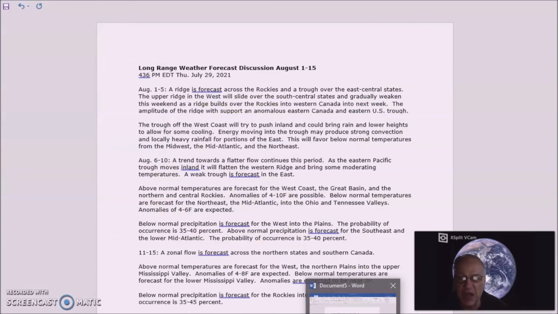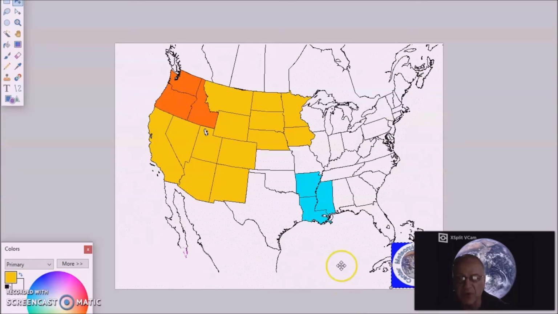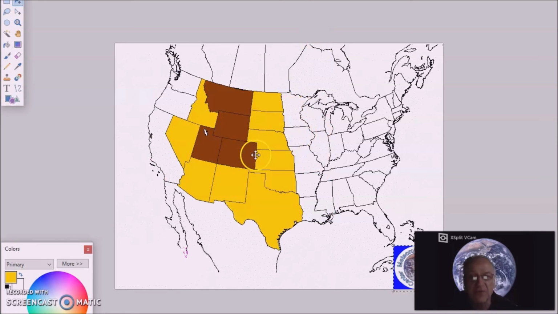So for this forecast period, I'm calling for above normal temperatures for this region here, and I'm calling for anomalies to be about 4 to 8 degrees above normal, and below normal temperatures are forecast for the lower Mississippi Valley, with anomalies near 2 degrees below normal. For precipitation, calling for below normal precipitation for the Rockies into the plains, and the probability of occurrence is 40%. That's the long range weather forecast discussion for August 1st to the 15th.